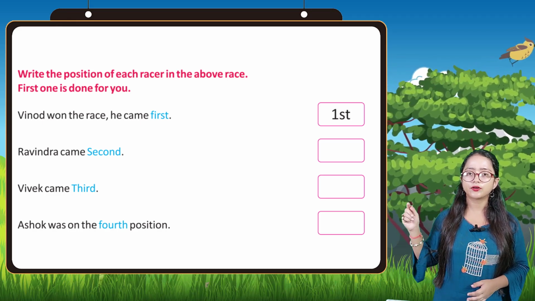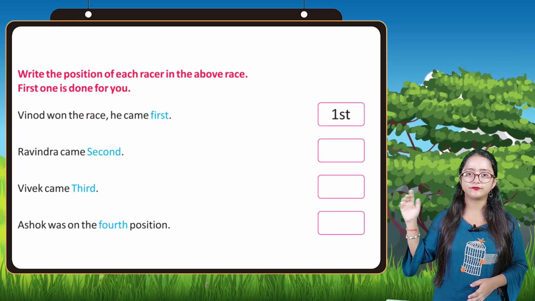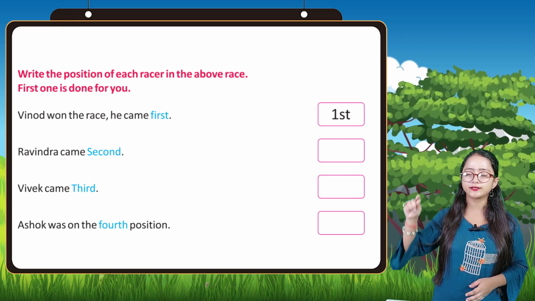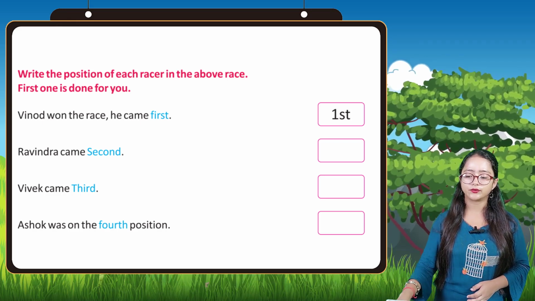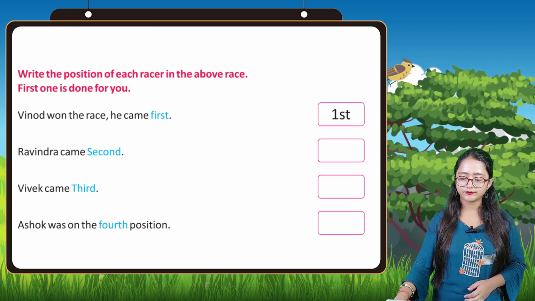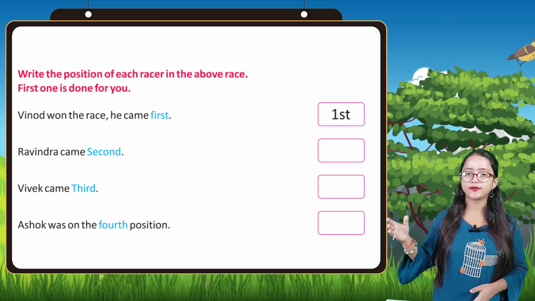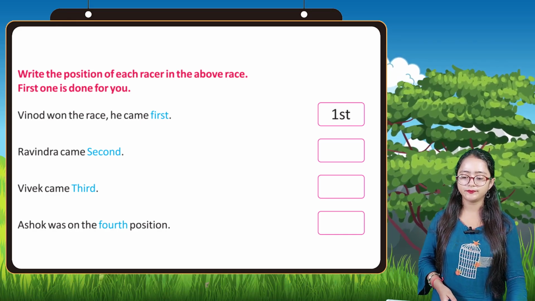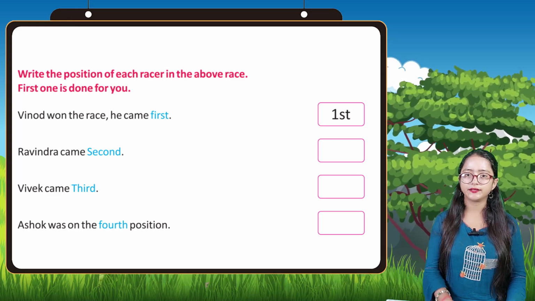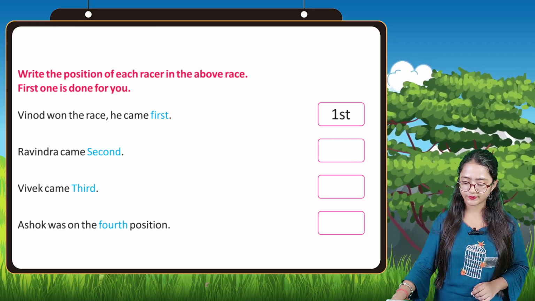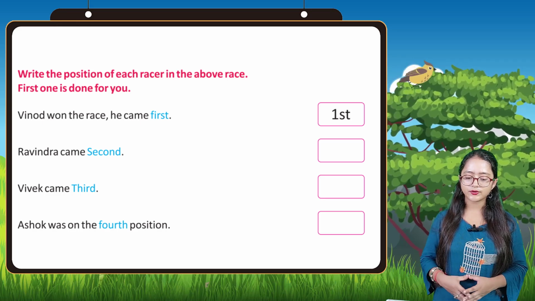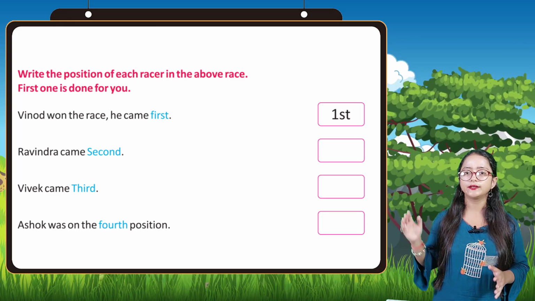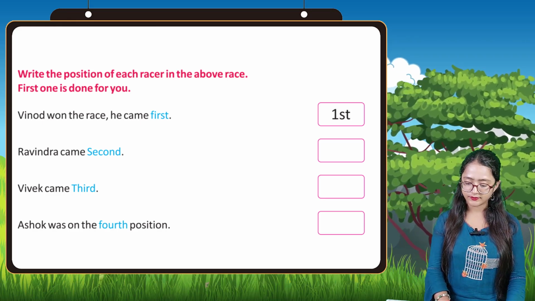So, first you want to write like this: 1 and then ST. First. Next one, Ravindra came second. Second, you want to write like this: 2 and ND over there. So, write it down. Next one, Vivek came third. Third, you want to write like this: first you have to write down the number 3 and then RD, that is third. Next one, Ashok was on the 4th position. So first you have to write down the number 4 and then TH. That is 4th.